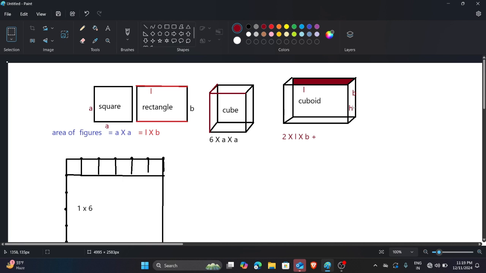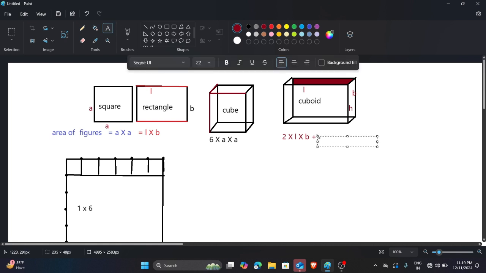So this side we consider as an edge. Now the area of this portion is nothing but B into H. And again, there are two similar faces. These are opposite faces, which are always the same. So here one concept comes in: we multiply it by two because there are two faces.